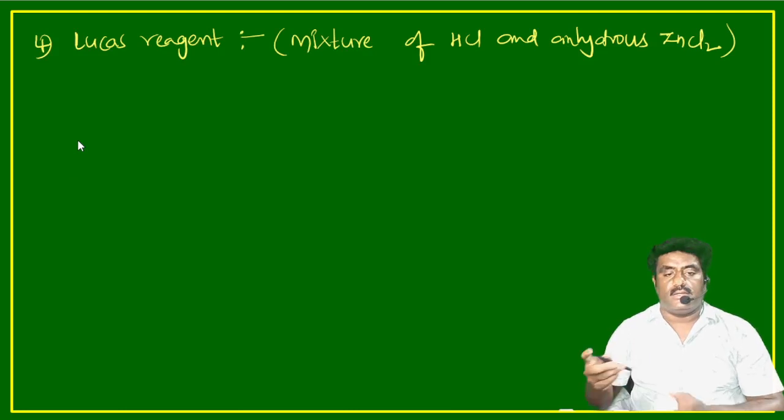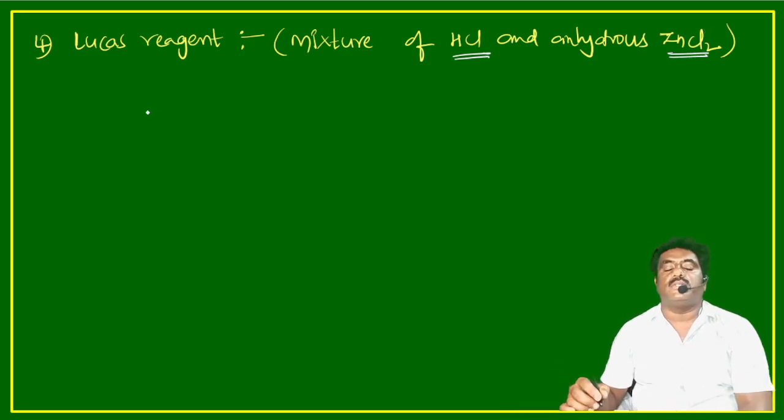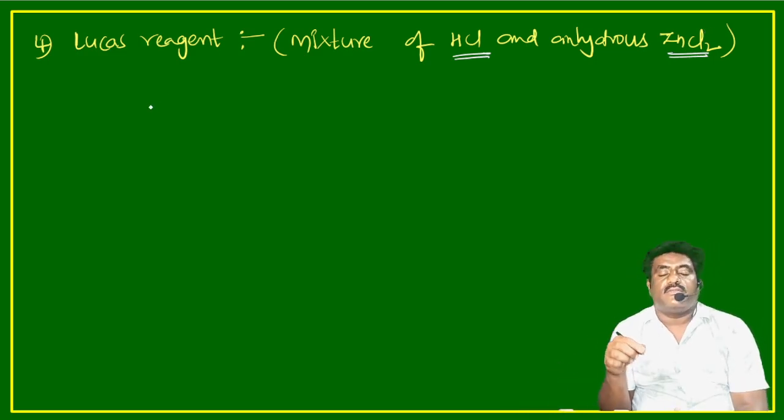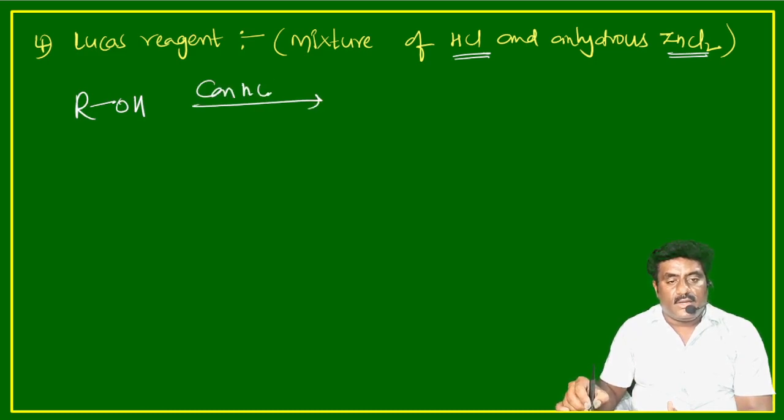Low-cost reagent. What is a low-cost reagent? A mixture of HCl and anhydrous zinc chloride is a low-cost reagent. It is used to identify primary, secondary, and tertiary alcohols. So alcohol ROH, in the presence of concentrated HCl and anhydrous zinc chloride, gives alkyl chloride.